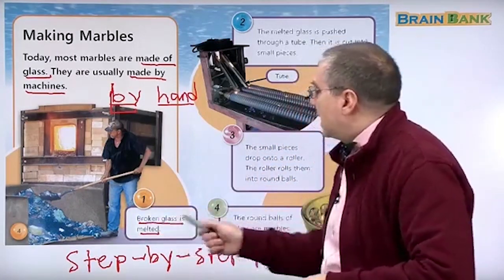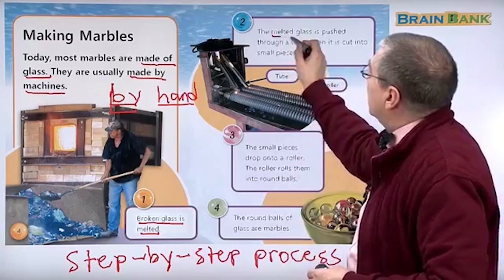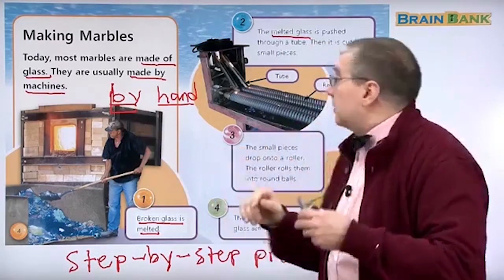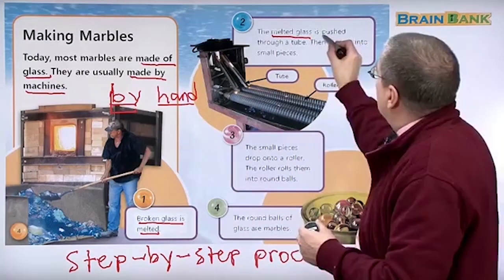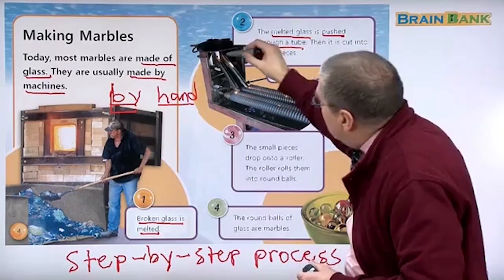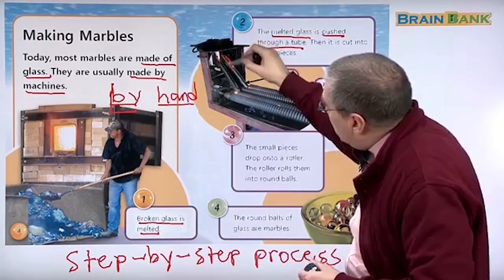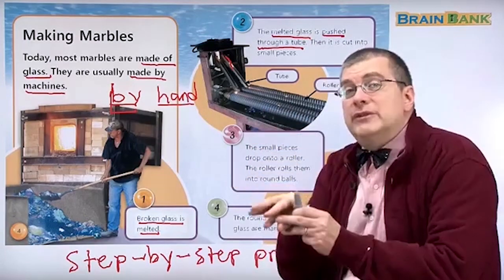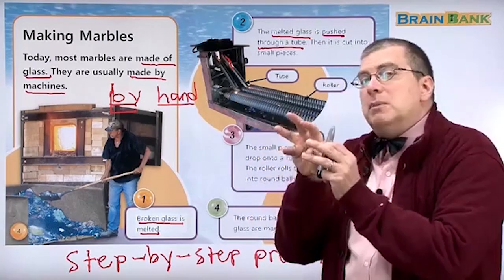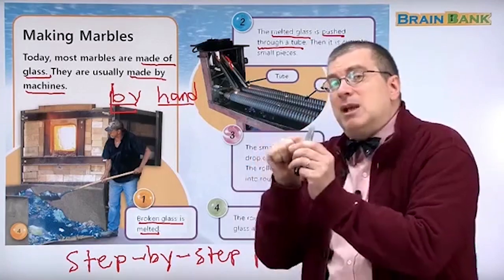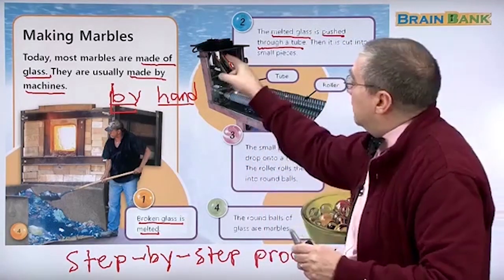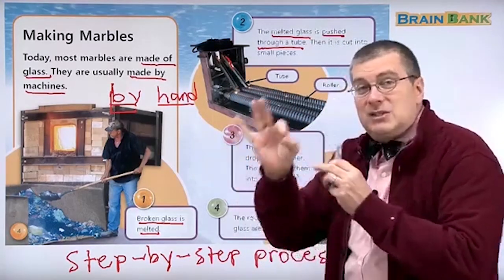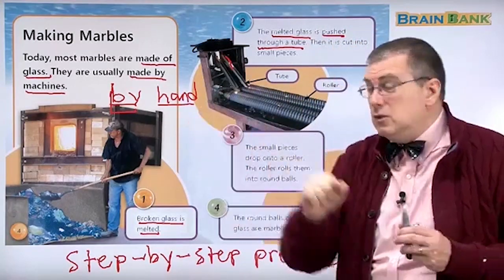So broken glass is melted. The melted glass, it's still like water. It's pushed through a tube, this tube here. When it goes through the tube, it cools down. It's not hot, so it becomes a solid again. It becomes hard again. But it's shaped like the tube, round like the tube.